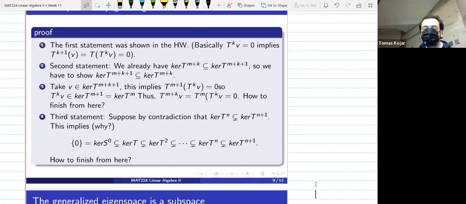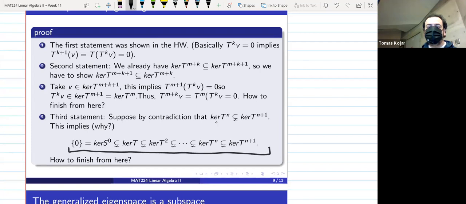So what do you want to show? Now we have to do our counting argument. Can somebody tell me, even the Zoom people, why this is a contradictory statement since dim V is n?